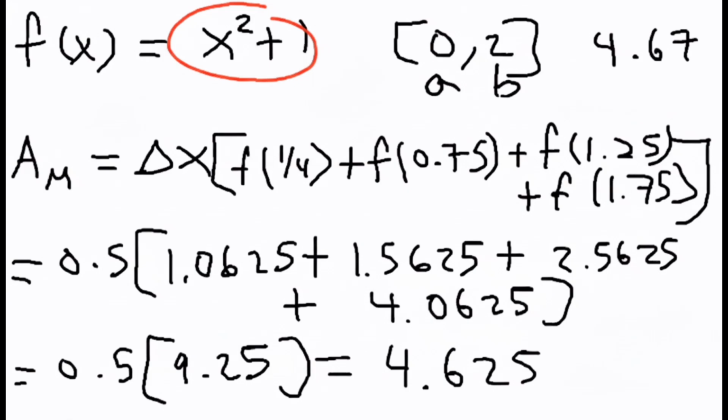So when you put 1 over 4 back into the function, you get 1.0625. Similarly, for other values of f, you get 1.5 and so on. And when you add everything up and multiply with 0.5, you are going to get 4.625. And if you look at 4.625 and the first answer that we got using the traditional method for finding the area, you will see that it is similar. They look so close to each other.